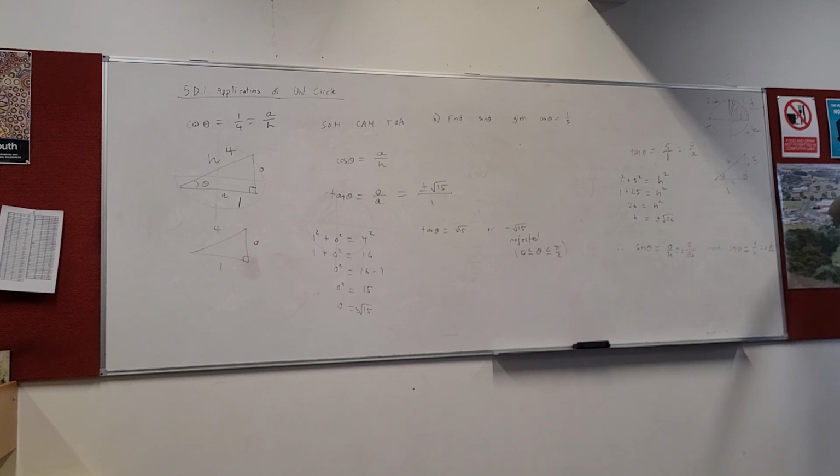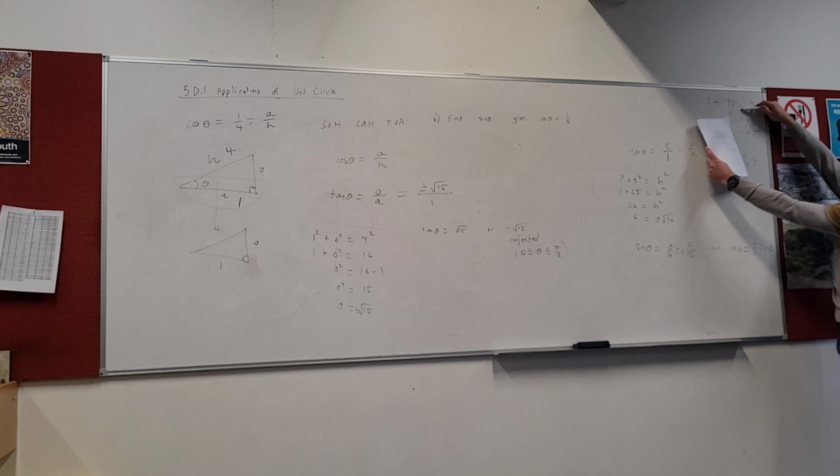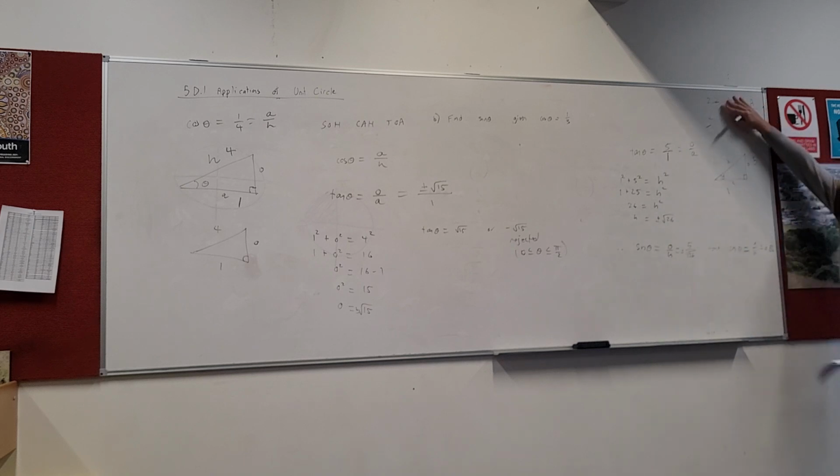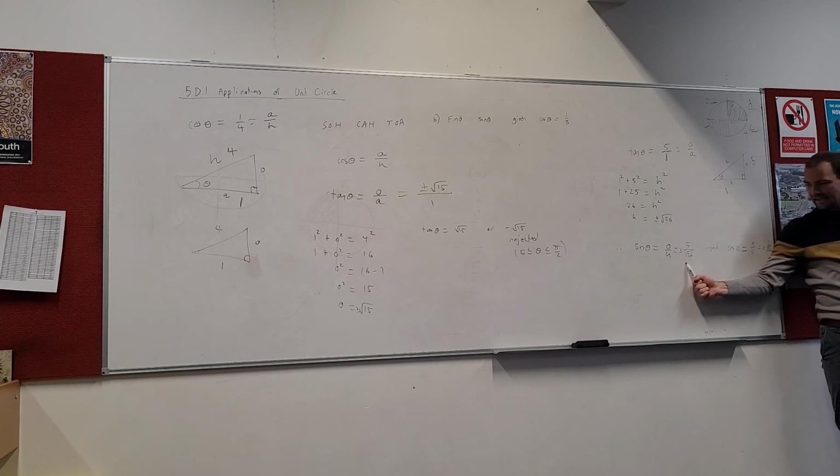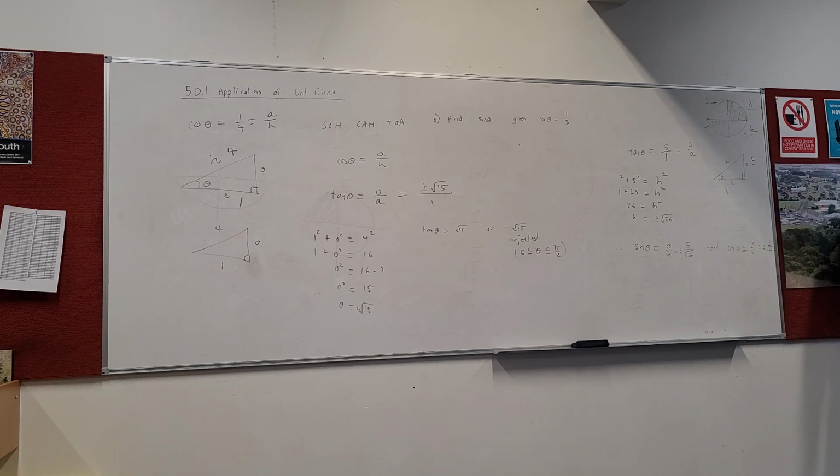So where is tan positive? Tan is positive in this region and this region. All right, and in this region, both sine and cos are positive, but in this region, both sine and cos are negative. So that means we need to include both solutions. That's why we have the plus and minus, because we don't have a restricted domain on this occasion.